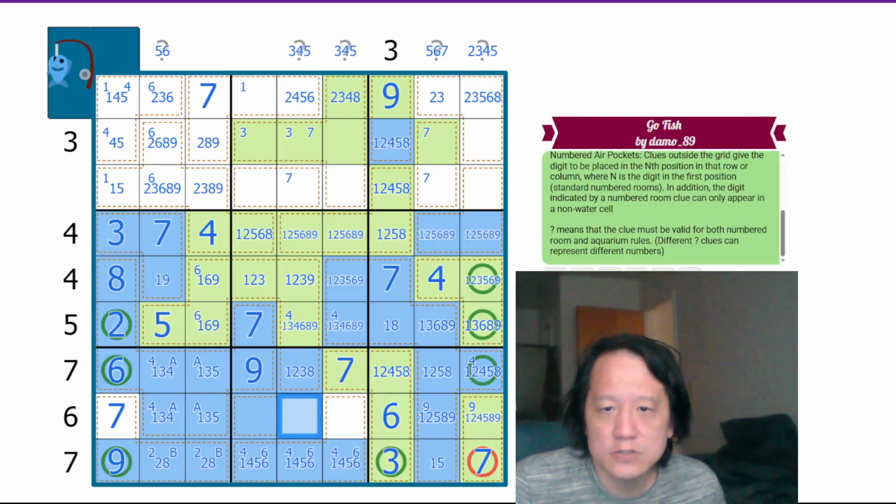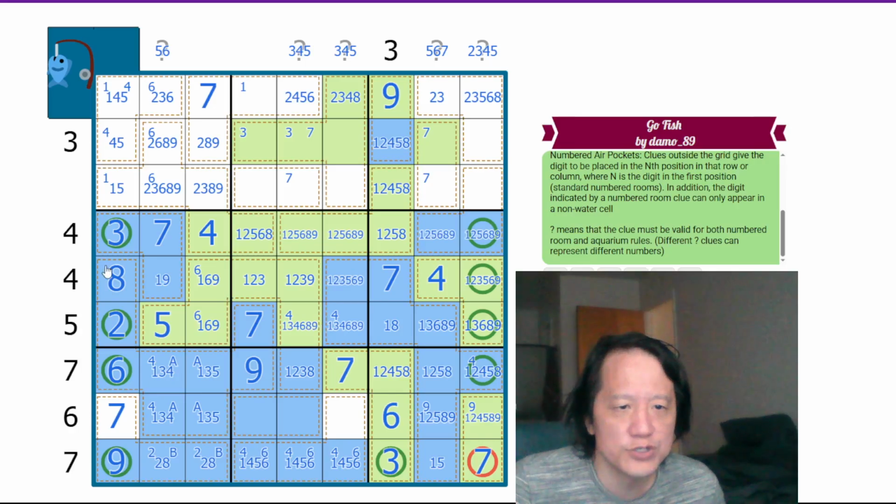Okay, let's see which. This is 4 waters. 4 is in the 3rd position. 4 is in the 8th position. 6 is in the 7th position, so that's done. It's not done this way, though.